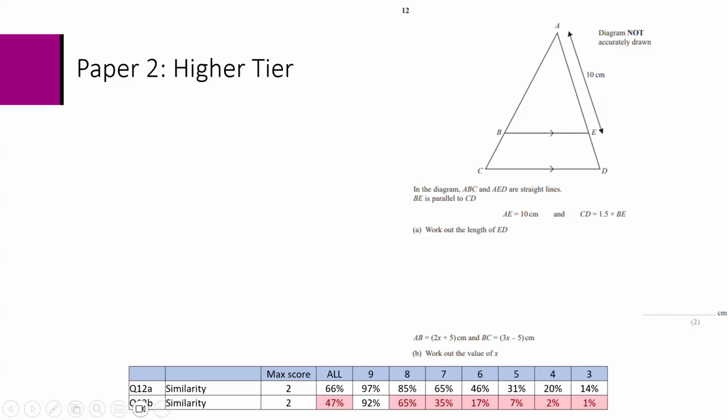So for part B, the examiner says students should be encouraged to look at the diagram and decide whether the answer should be bigger or smaller, and consequently whether multiplying or dividing is appropriate. A fair percentage of students did this correctly, but failed to read the question properly and supplied the length of AD, so they enlarged 10 centimeters by the scale factor to work out AD, but did not work out ED.